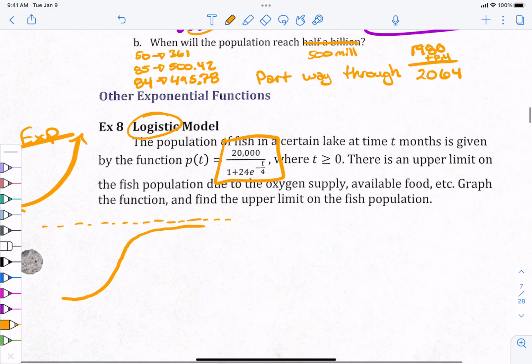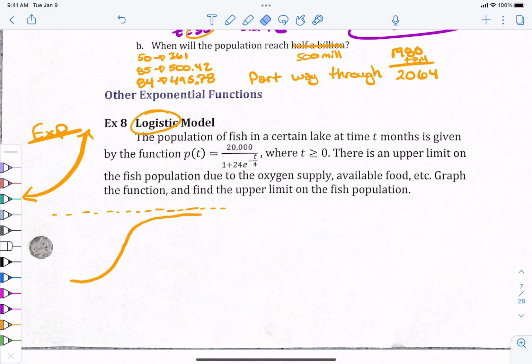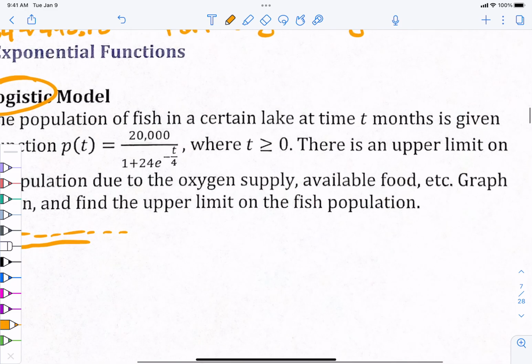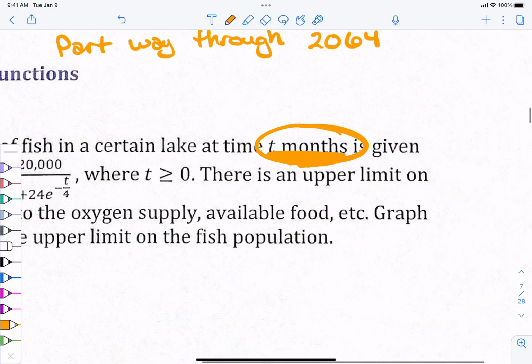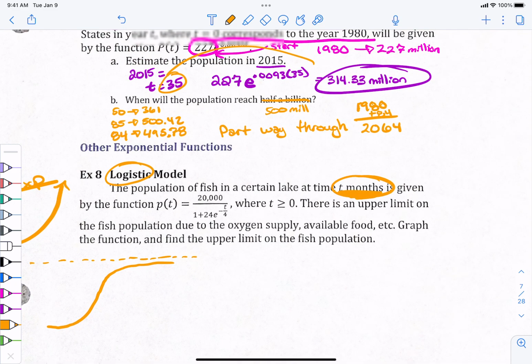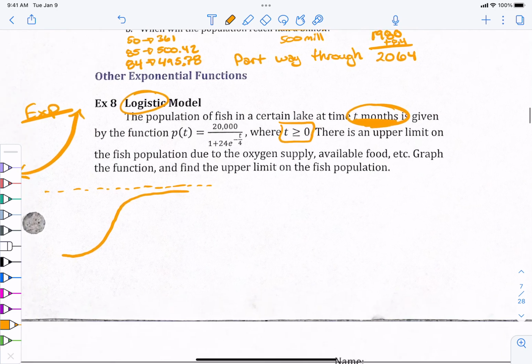The population of fish in a certain lake at a time t months, circle or underline the word months so we know what units we're talking about, is given by that function where t is greater than or equal to 0. Why does it say t has to be greater than or equal to 0? Because T is time, right? T has to be greater than 0. There is an upper limit of the fish population due to the oxygen supply available, food, etc. Graph the function and find the upper limit on the fish population.